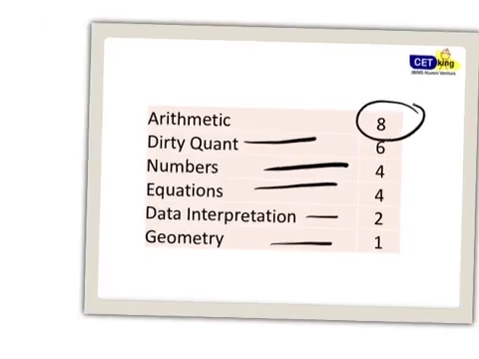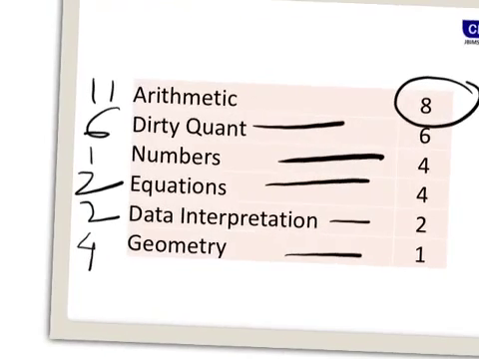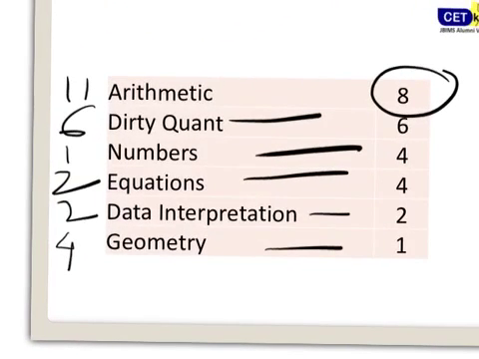Now this pattern again changes from person to person. For example, one of my other students got 11 questions on arithmetic, 6 questions on dirty Quant, only 1 in numbers, 2 in equations, 2 in DI and 4 on geometry. Out of the 4 geometry questions, 1 was on simple geometry, 2 on coordinate geometry and 1 on mensuration. So the pattern will change, but this will give you an overview of what kind of questions are coming in the Quant section.